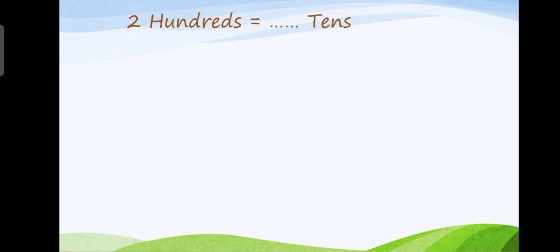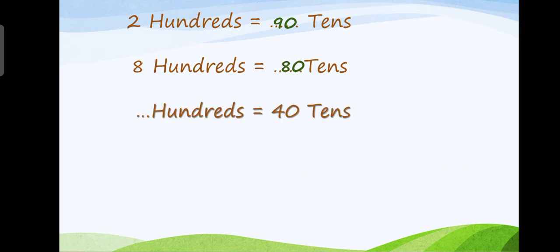200 equals how many tens? We said before 100 equals 10 tens. So 200 equals how many tens? Yes, 20. 800 equals how many tens? Yes, 80. Okay, now I have 40 tens. 40 tens equal how many hundreds? 40 tens equal just 400.